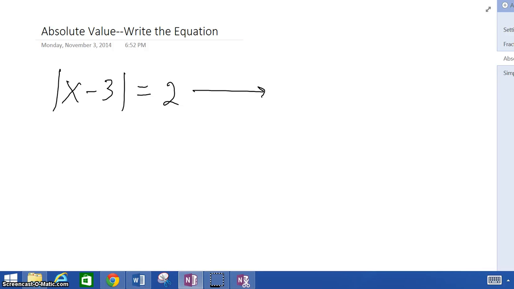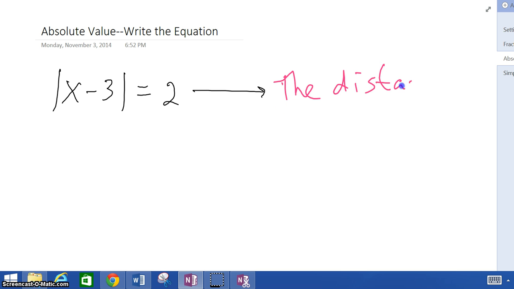This video hopefully will help you to take absolute value solutions and change them into an equation or an inequality, whatever it may be. So again, let's go back to what this absolute value equation really means. In this case, I have the absolute value of x minus 3, and that's equal to 2. Remember that this really means the distance away from 0.